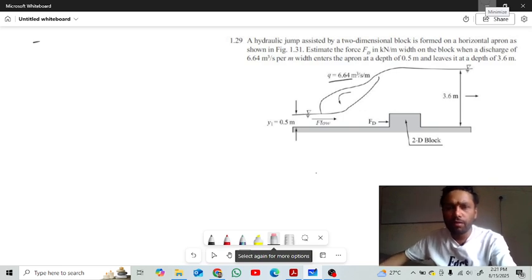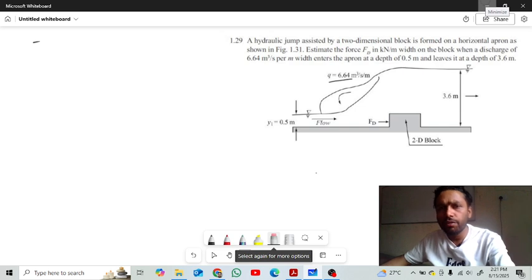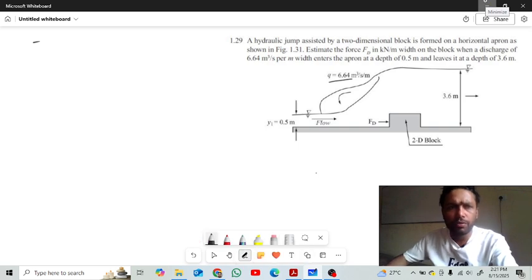Today I'm going to solve a problem from hydraulics open channel flow. In the figure you can see a hydraulic jump is assisted by a concrete block which is placed just above a horizontal apron, and the question is asking you to find out the force exerted on the concrete block due to the flow. The discharge given here is 6.64 meter cube per second per meter width, and we have to take 1 meter width.